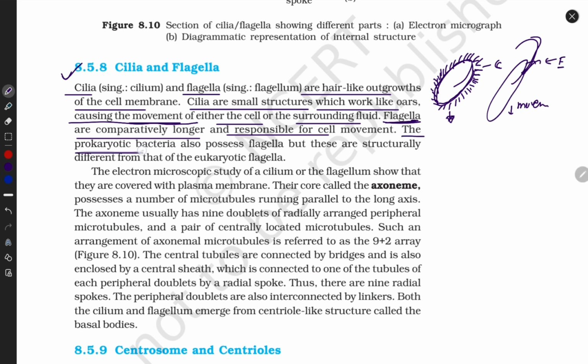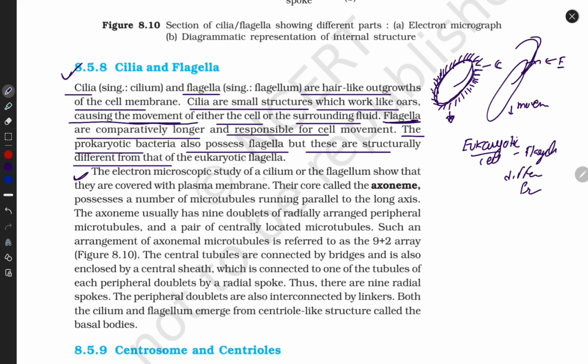The prokaryotic bacteria also possess flagella, but these are structurally different from those. They want to say that, yes, guys, flagella are also present in eukaryotes. Eukaryotic cells also contain flagella, but they are different from prokaryotic ones.